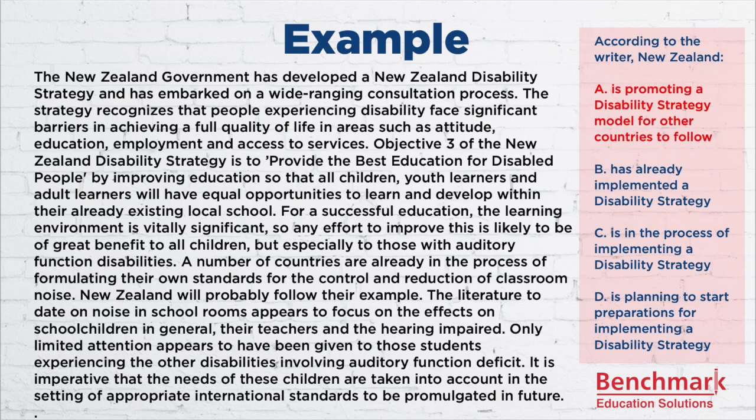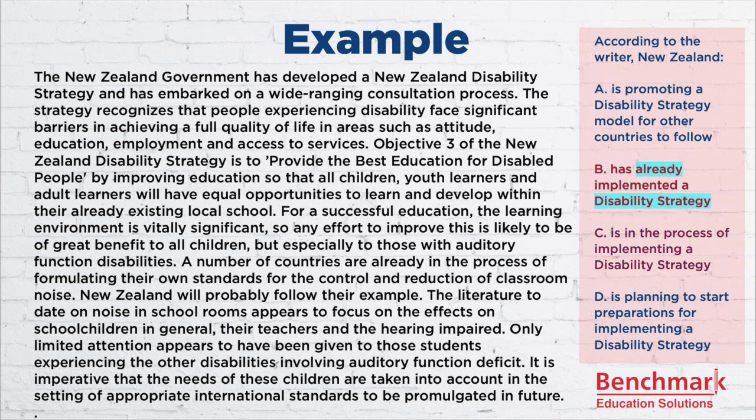Answer option A is promoting a disability strategy model for other countries to follow. The keywords here would be disability strategy model and other countries. We need to understand if New Zealand is serving as a model for other countries to follow. Answer option B has already implemented a disability strategy. The keywords here are already and disability strategy. This is quite clear. We need to understand if New Zealand already has this model or if they still need it.